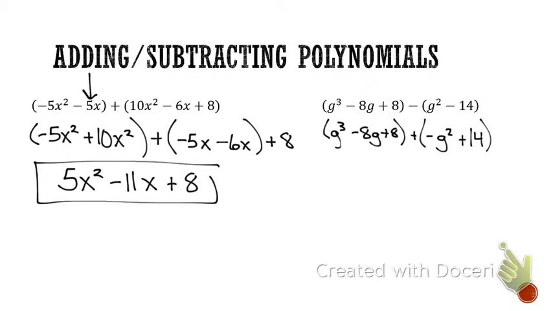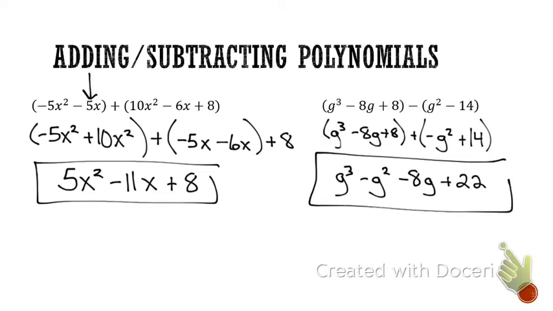All right, now I'm ready to combine like terms. Is there anything that's similar to g to the third? Nope. So it's just g to the third. Anything similar to negative g squared? Nope. So I just bring it down, negative g squared. What about negative 8g? Do you see any other g's? Nope. Minus 8g. Now what about your numbers? Can you do 8 plus 14? Sure. So combine those to get 22.